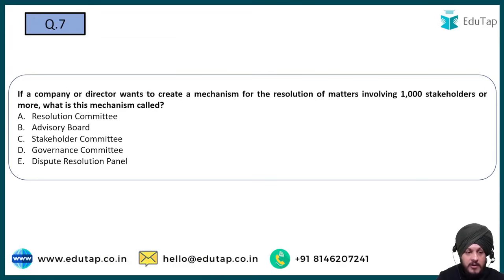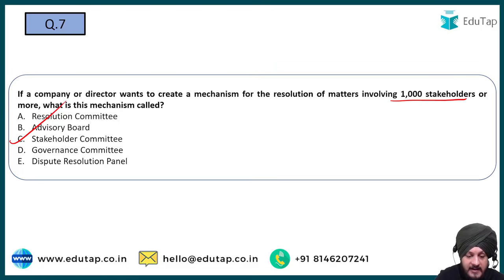Now moving on to next one, question number 7. If a company or director wants to create a mechanism for the resolution of matters involving 1000 stakeholders or more, what is this mechanism called? So basically this mechanism is considered as the stakeholder committee, right? So it is stakeholder relationship committee, to be very precise, right?